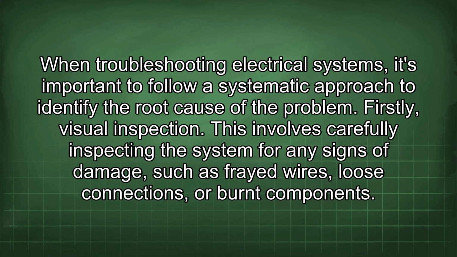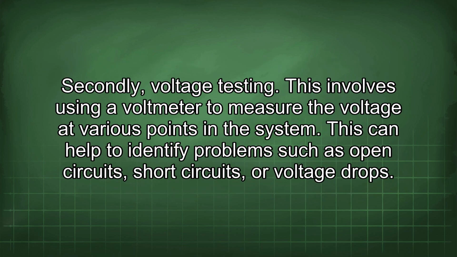When troubleshooting electrical systems, it's important to follow a systematic approach to identify the root cause of the problem. Firstly, visual inspection. This involves carefully inspecting the system for any signs of damage, such as frayed wires, loose connections, or burnt components. Secondly, voltage testing.